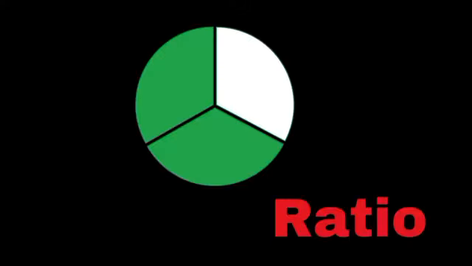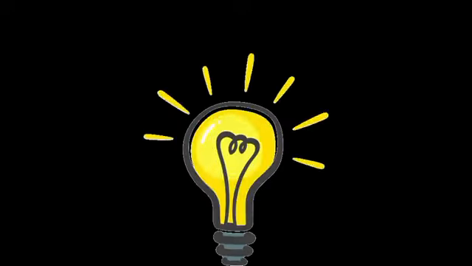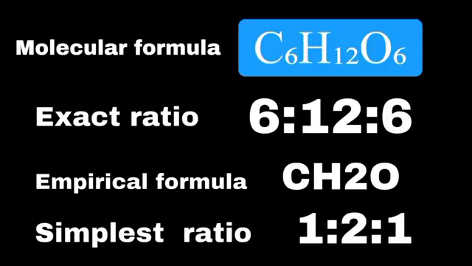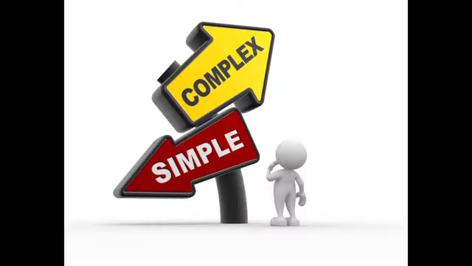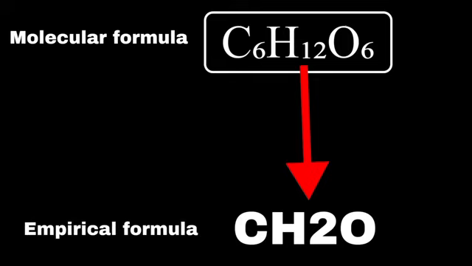On the other hand, the empirical formula represents the simplest whole number ratio of atoms in a compound. It gives the proportion of elements but not necessarily the exact number of atoms. For glucose, the empirical formula is CH2O, since the ratio of carbon, hydrogen, and oxygen atoms is 1:2:1, which is the simplest form of molecular composition.